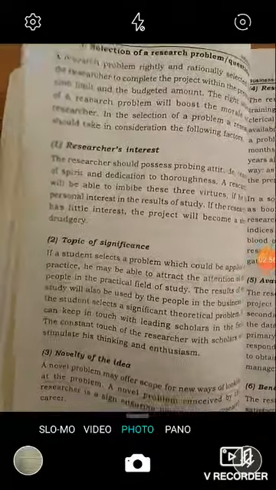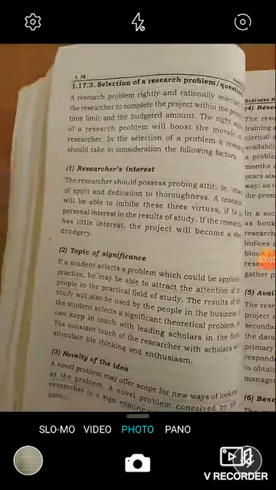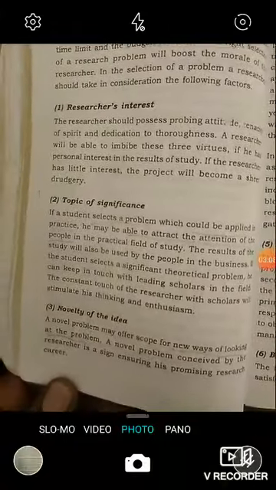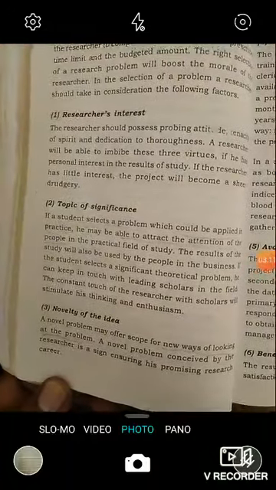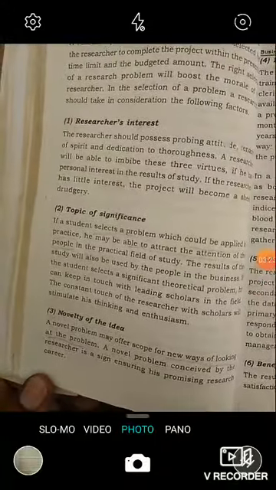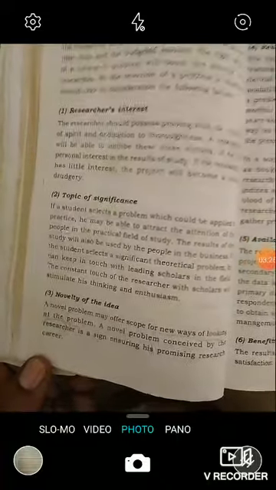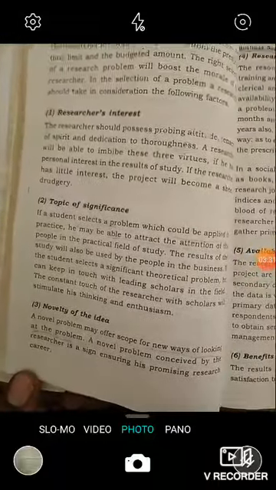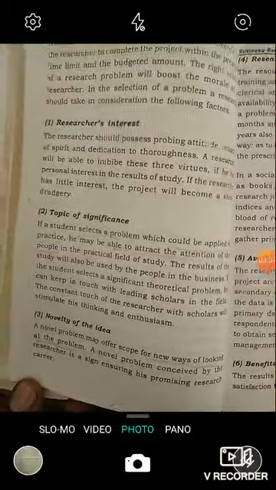One is their interest. If you are interested in HR, you can take a problem related to the human resource field. If any person likes to do research in finance, they will take a topic or a problem in finance areas. That is topic of significance. Any areas which are considered important to give a solution to the current situation, you can select that area as a research problem.